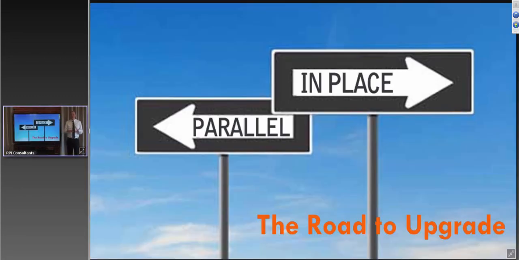Okay, let's talk about upgrade approach here. There are generally two types of upgrade that you can do. You can do an in-place upgrade, which means apply an update to your existing system to bring it up to a new level. You can also do a parallel upgrade, which means build out a new environment on the side and then do a data migration and a cutover.